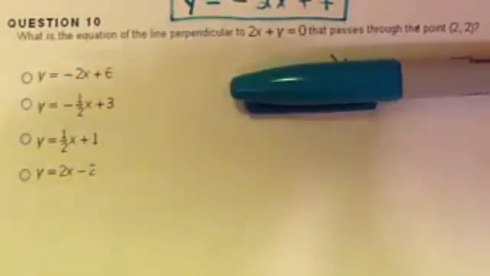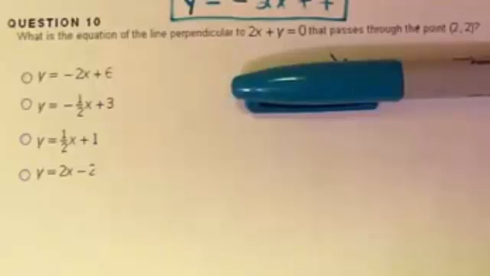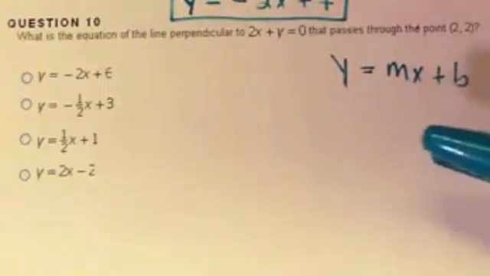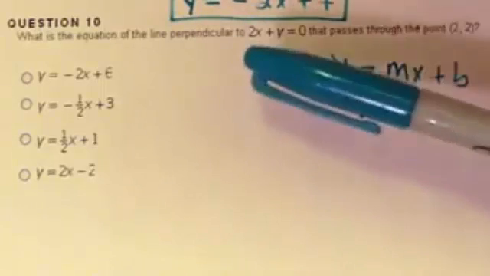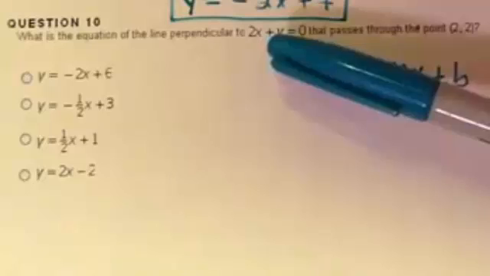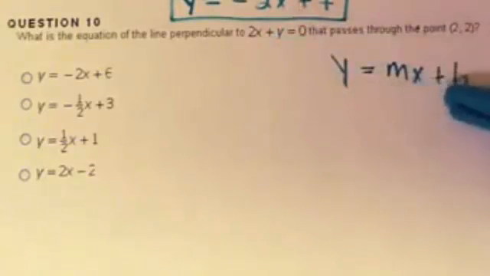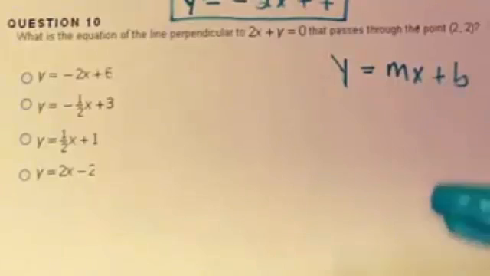Notice that 2x plus y equals 0 does not follow our standard formula, which is y equals mx plus b. These two don't match, and if we try to solve the problem this way, we're going to get the wrong answer. So let's modify this so it looks just like our standard formula.